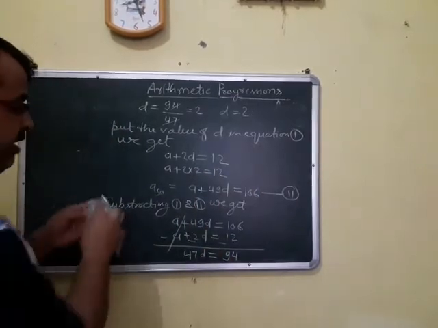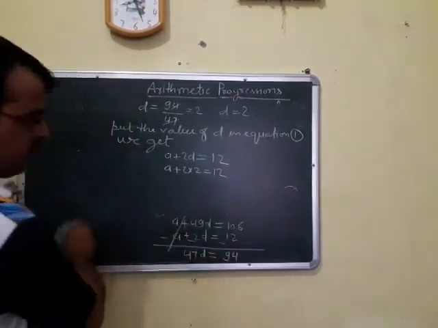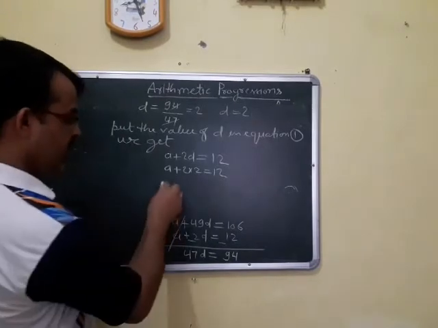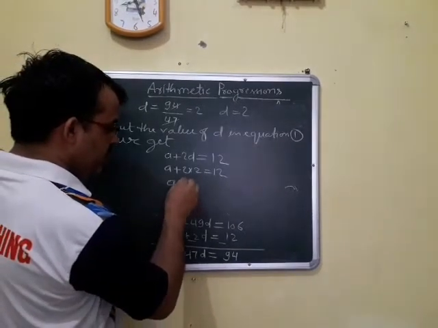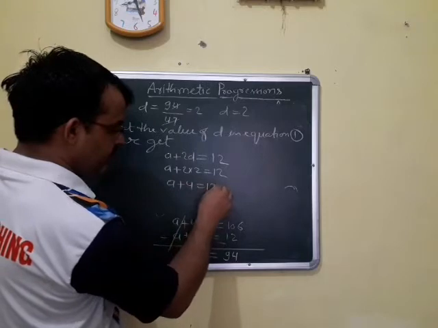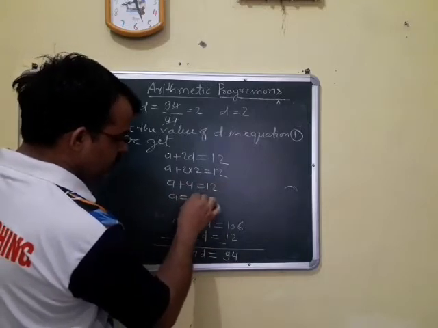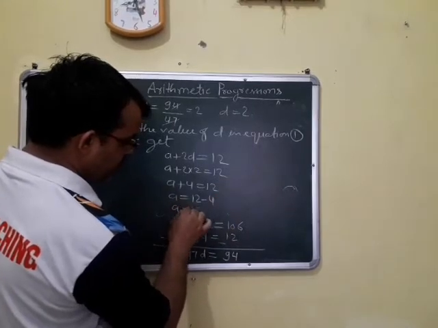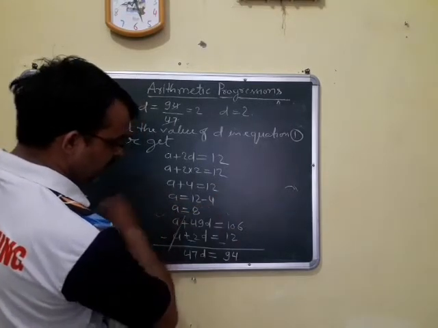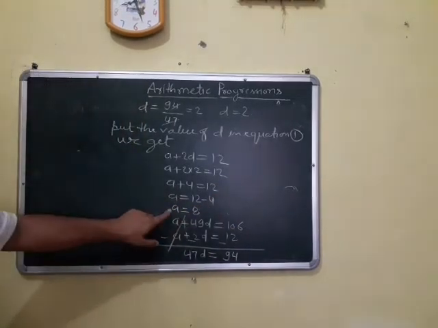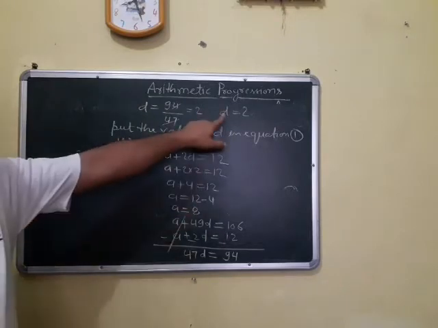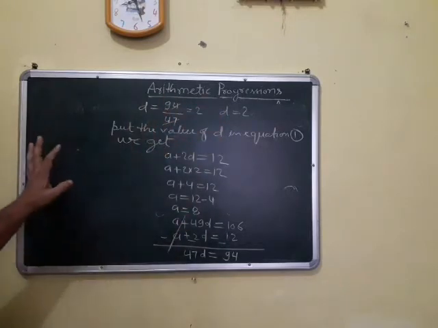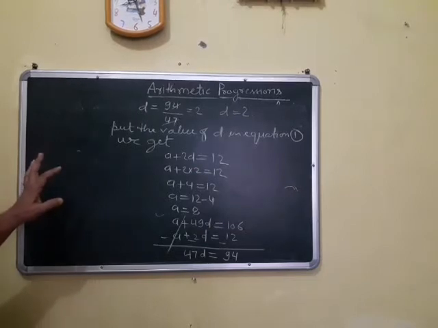So what do we find here? A plus 4 is equal to 12. So A is equal to 12 minus 4. We get A is equal to 8. A is equal to 8 and D is equal to 2. And what do we find here?